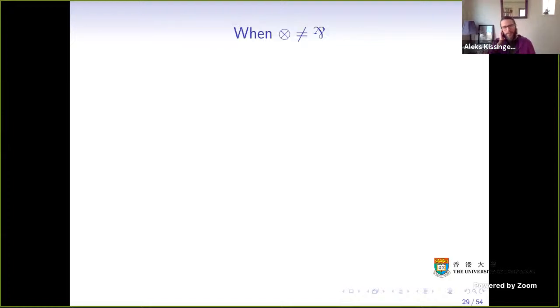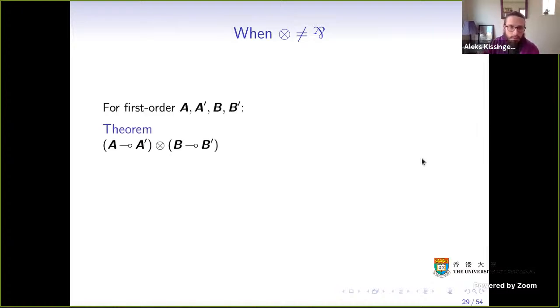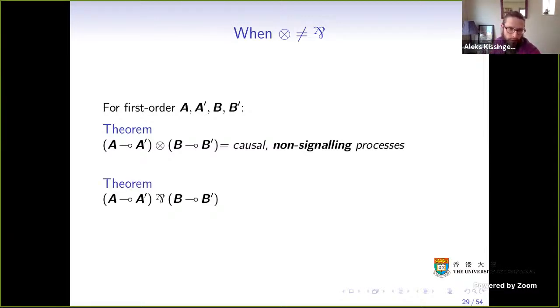So why bother with these two things? Well, at higher order systems, tensor doesn't equal par. If I start with first order systems A prime, B prime, you can actually show that here's the space of all maps from A to A prime and the space of all maps from B to B prime. If I combine these with tensor, I get all of the non-signaling processes. These are all the bipartite processes which are non-signaling from A to B or B to A. But if I combine these things with par, I get all of the causal processes. So you start to see a divergence between these two ways of putting systems together.